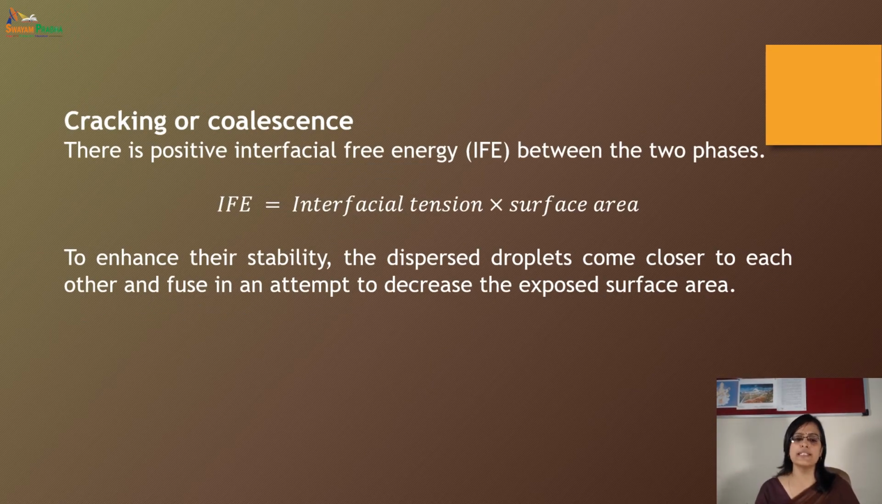Cracking and coalescence: there is a positive interfacial energy between the two phases, which is interfacial tension multiplied by the surface area. So to enhance stability, the dispersed droplets come closer to each other and fuse in an attempt to decrease the exposed surface area. So this is cracking and coalescence.